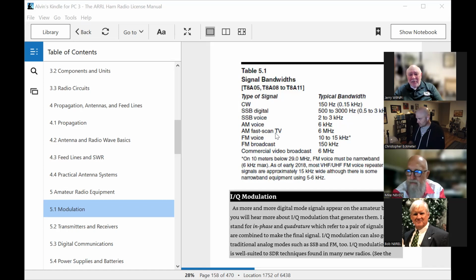Fast scan TV, there's still some people who use that. You can only do that above 440 megahertz on the 70 centimeter band, because that is wide. There's a lot of territory up in the higher frequencies. FM voice, 10 to 15 kilohertz, standardized at 12. And commercial video is 6 megahertz. So that's very, very high. Okay.